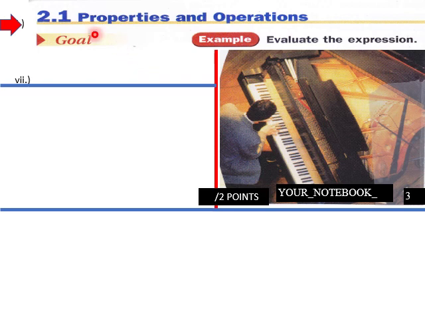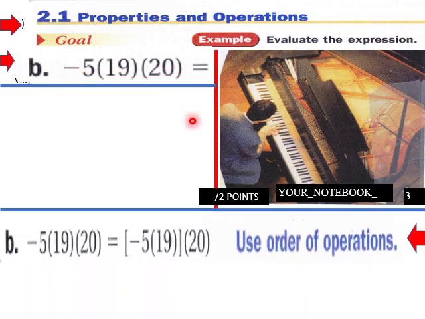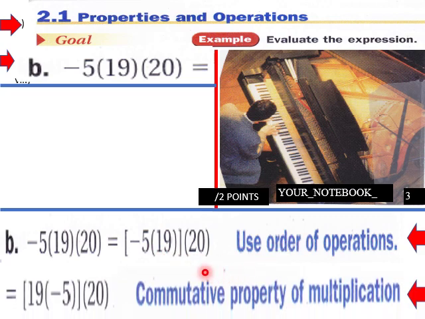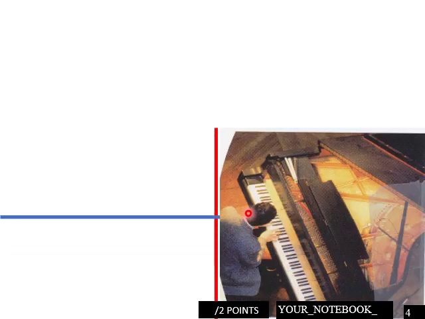Then we're going to go into another example here, properties and operations part B, negative 5 times 19 times 20. So negative 5 times 19 times 20 would equal, we're going to use a bracket here, negative 5 times 19 and 20, use order of operations. So rather 19 times negative 5 times 20, commutative property of multiplication. We can move this 19 out here and multiply it by a negative 5. Doesn't matter. You'll get the same result.